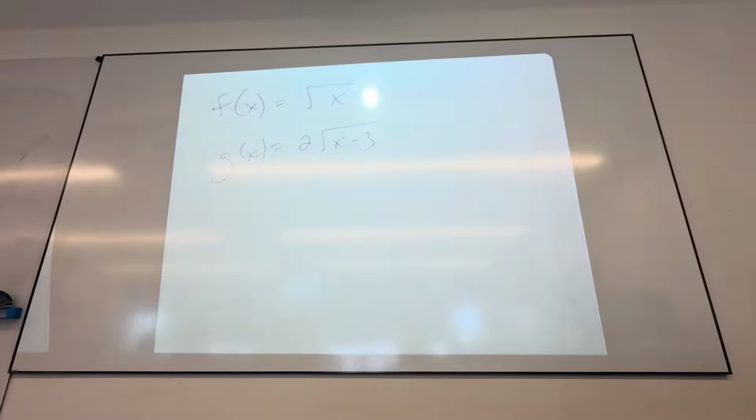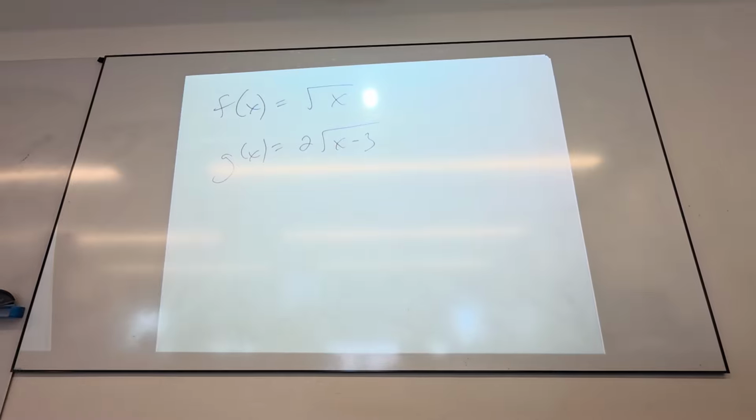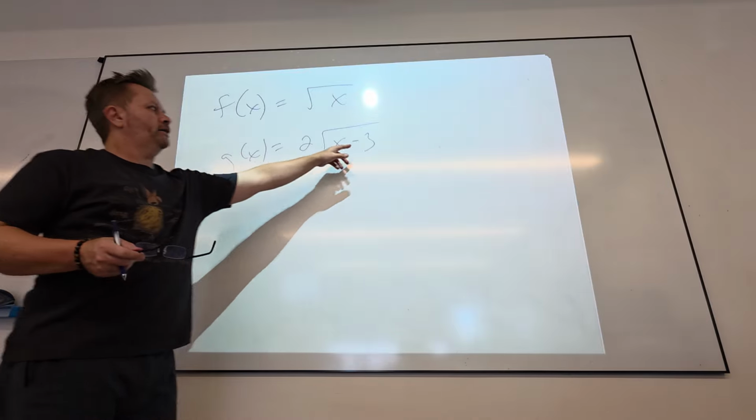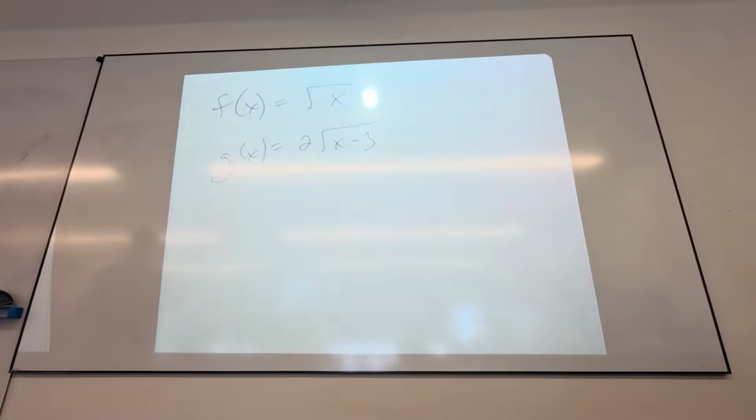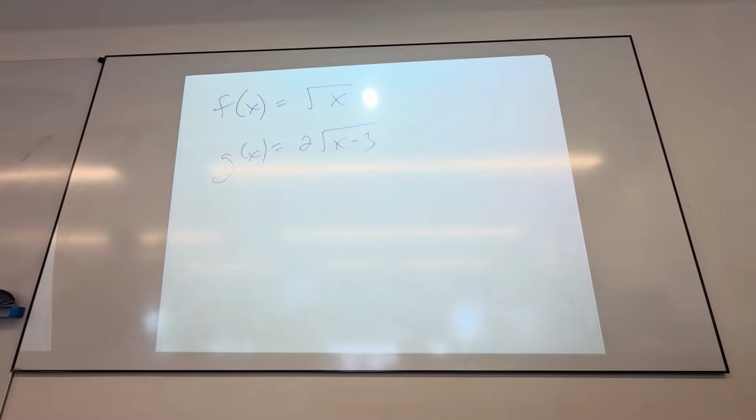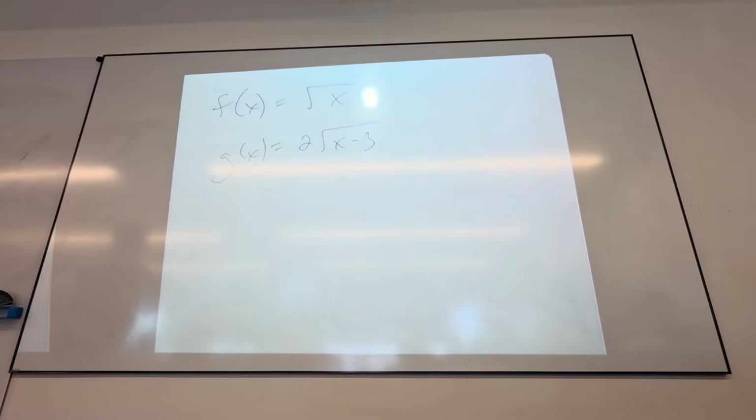I don't know if that sounds like we just decided to be evil. No, it's just I'm taking 3 away, so all my inputs have to be 3 bigger. That's why it goes to the right. They have to be 3 bigger. So the inside is going to make it move right 3.